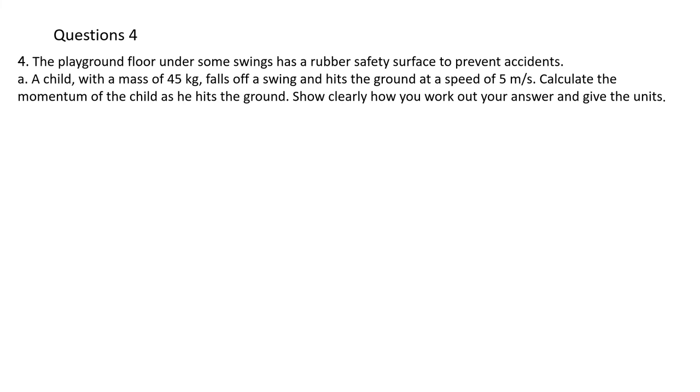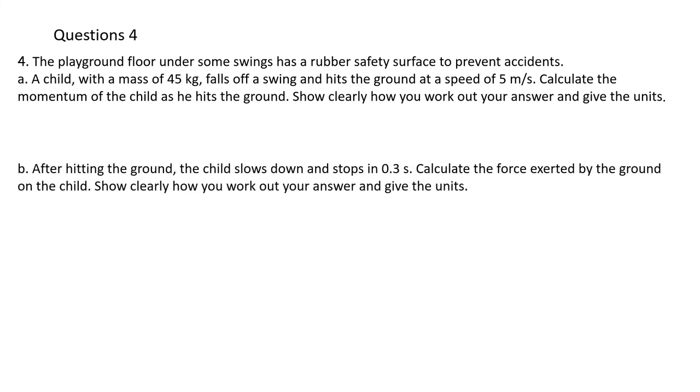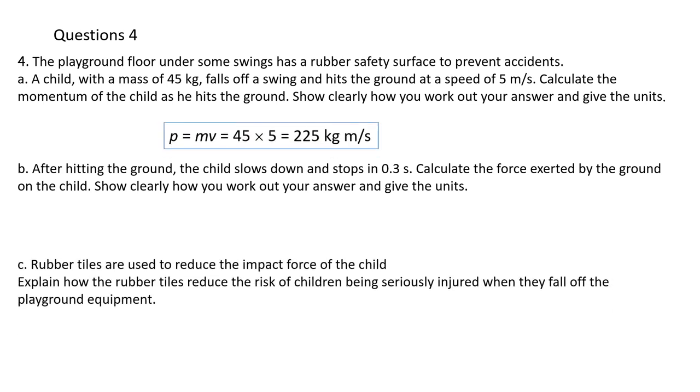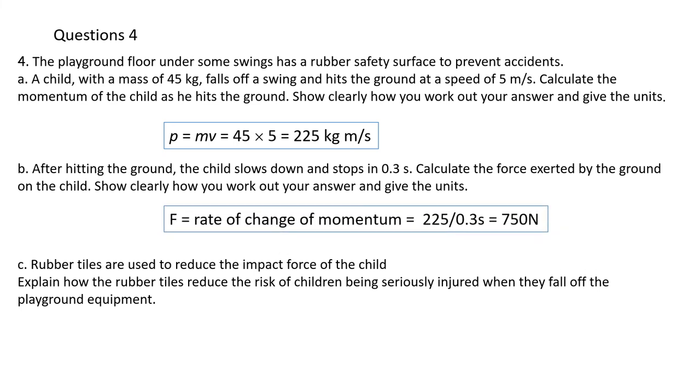So what do we need to do? Momentum equals 225 kilograms meters per second. Once the child slows down and stops in 0.3 seconds, calculate the force exerted by the ground on the child. Show clearly how you work out your answers. F equals rate of change of momentum equals 225 divided by 0.3 equals 750 newtons.